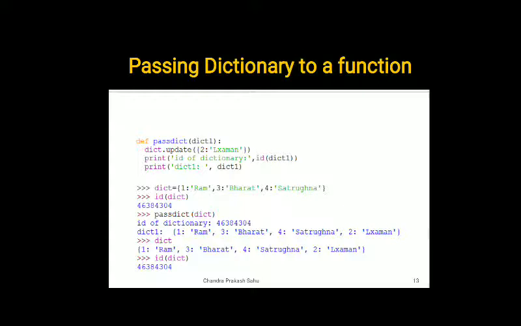We again go to the console and write dict. It gives us an updated dictionary. That means the update that took place inside the function is visible outside this function, and typing id of dictionary gives the same old id, the same as it was before. So all the updates that took place inside the function are visible outside this function for a dictionary.